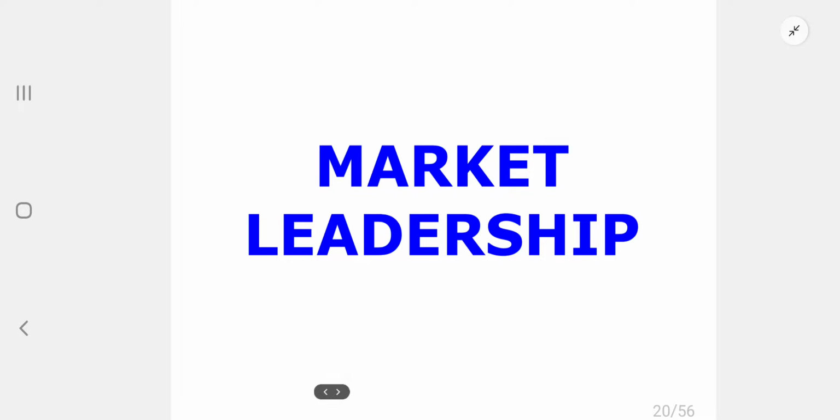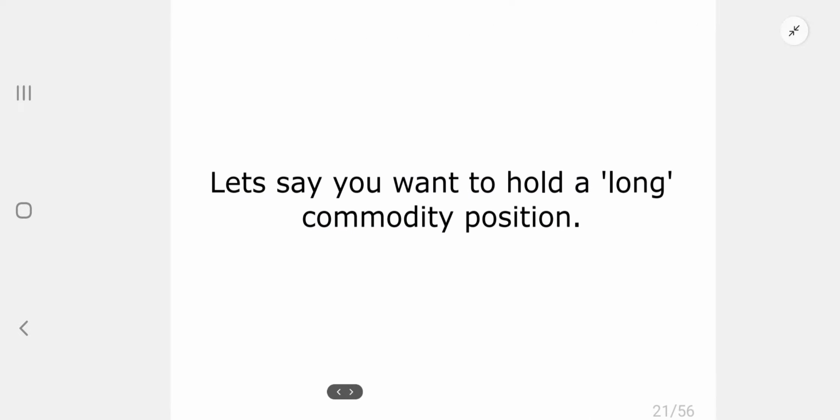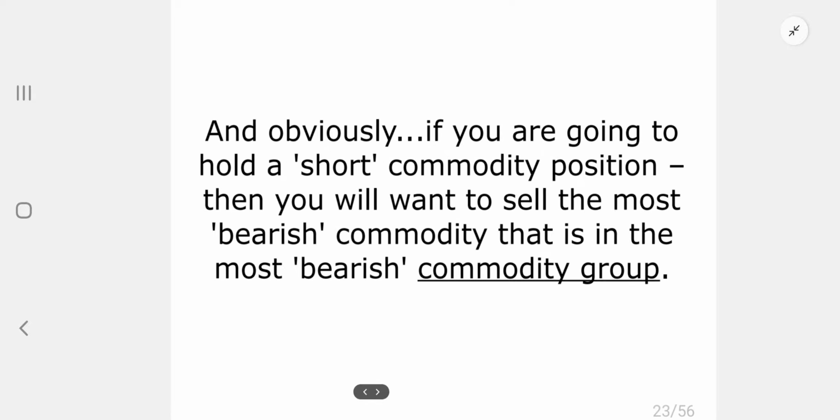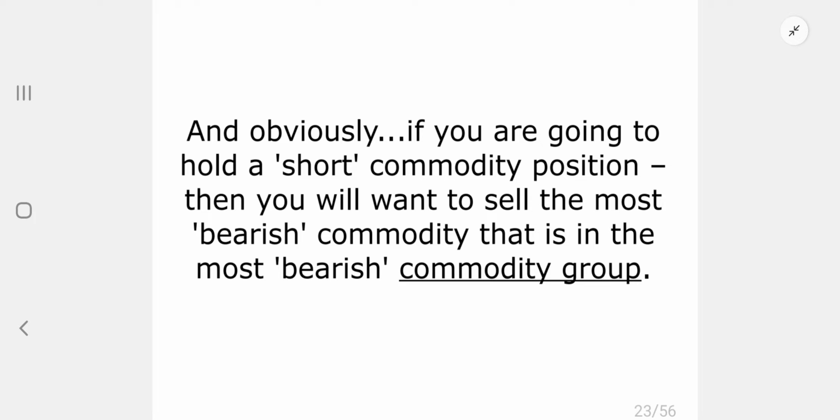Market leadership. Let's say you want to hold a long commodity position. Naturally, you will want to buy the most bullish commodity that is in the most bullish commodity group. And obviously, if you are going to hold a short commodity position, then you will want to sell the most bearish commodity that is in the most bearish commodity group.